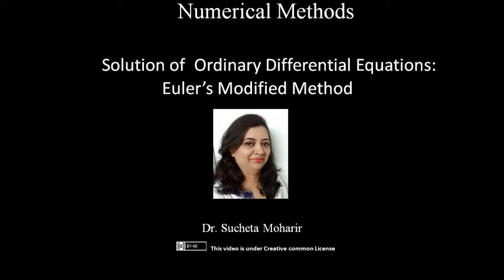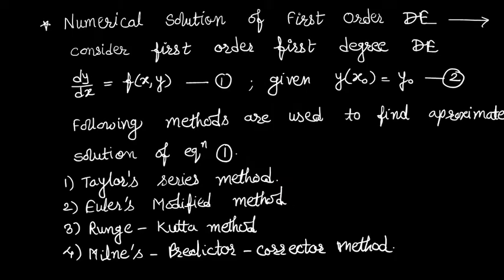Solution of ordinary differential equation: Euler's modified method. Numerical solution of a first order first degree differential equation which is given by equation 1, and an initial condition which is given by equation 2, y of x naught equal to y naught.